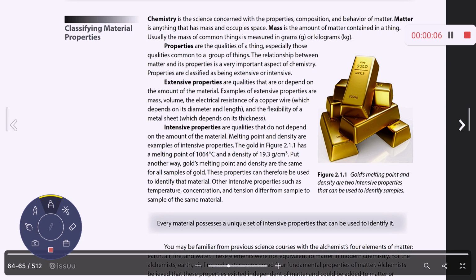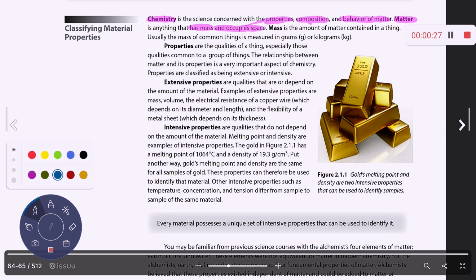Okay, so we're going to be talking about matter, and chemistry is basically taking a look at the properties of matter. What is matter made of? So that means its composition, and then how does matter behave? Okay, so matter is anything that has mass and occupies space.